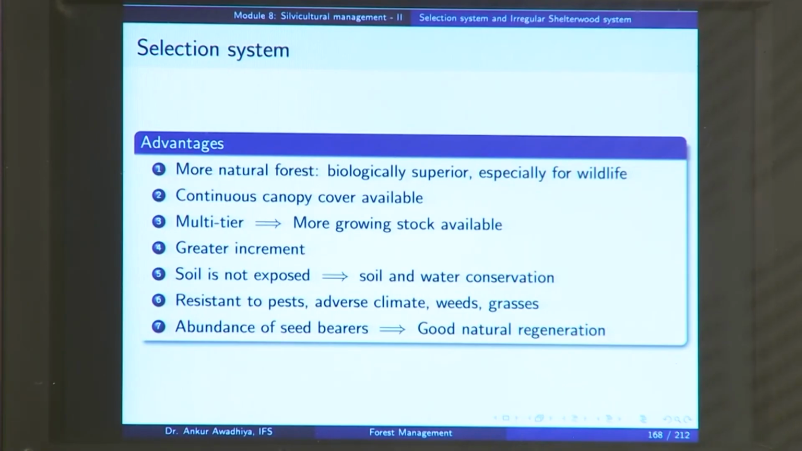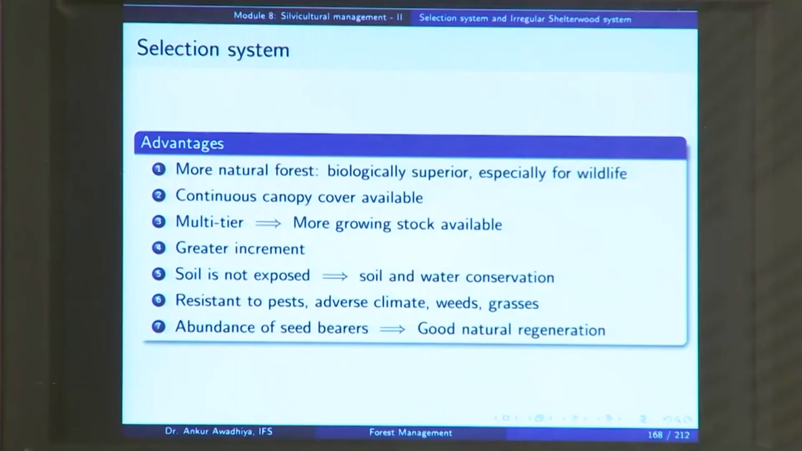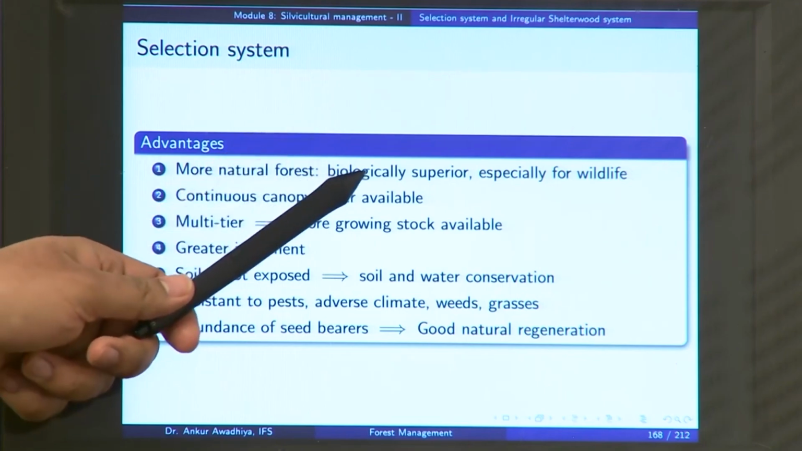So, what are the advantages if you do such kind of a management? The first is that it is a natural forest, it looks natural, it behaves like a natural forest, because even in the case of a natural forest, you will be having a large number of young plants, and then as you move up in the age classes, the number of individuals die, and in the case of a selection forest, you are trying to mimic that condition. So, this is a natural forest, as natural as you can maintain and manage.